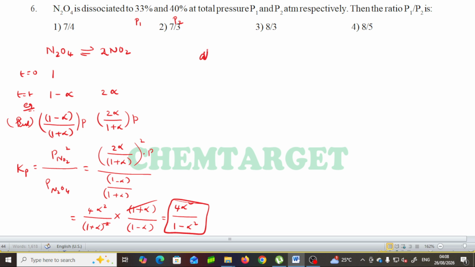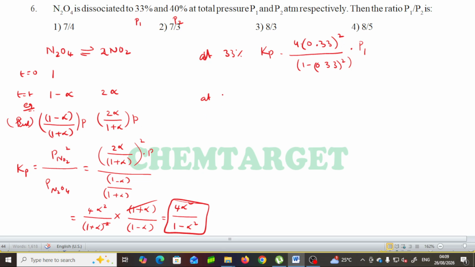So at 33% dissociation, its total pressure is P1. In such condition, Kp is going to be 4 into alpha square. They have given the percentage, I am taking it as alpha, so 0.33 square divided by 1 minus 0.33 square into total pressure P1.